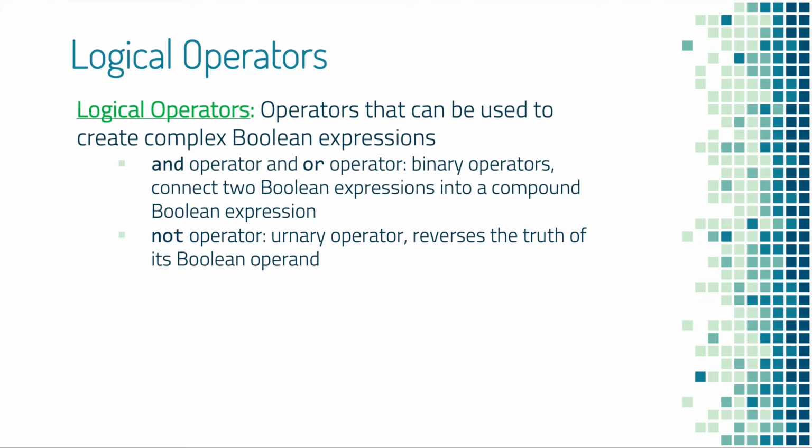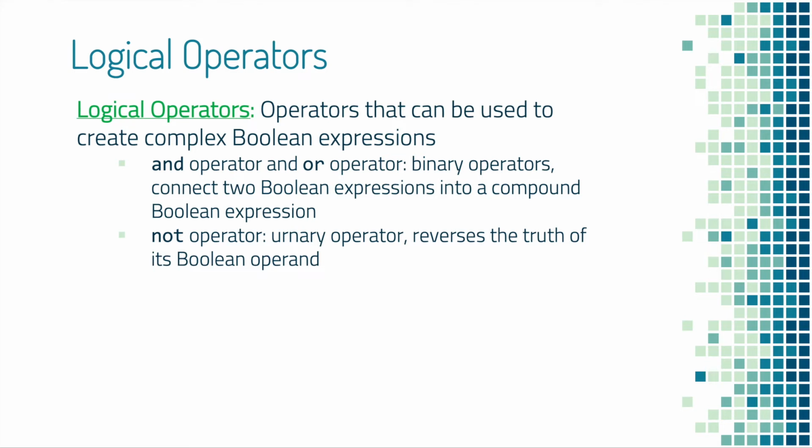These are the operators that allow us to create what are called complex Boolean expressions. Remember, Boolean expressions are what we use in the condition block, but we can make them more complex or more capable by using these logical operators. So we have 3, specifically 4, but we'll talk about 3.